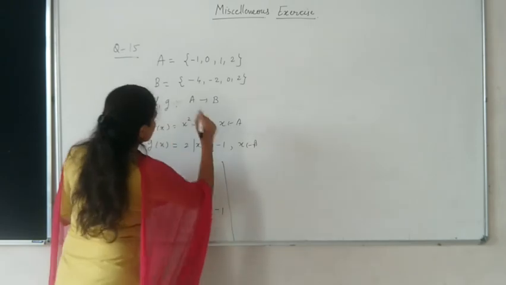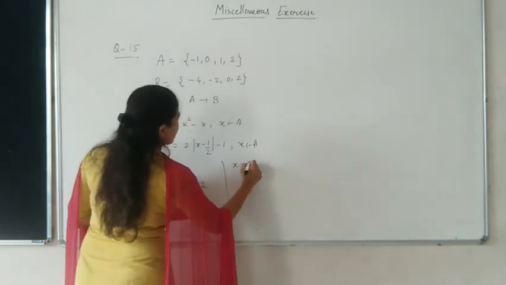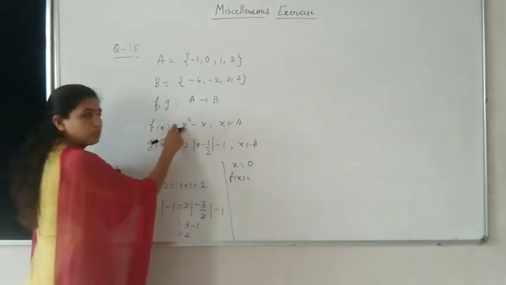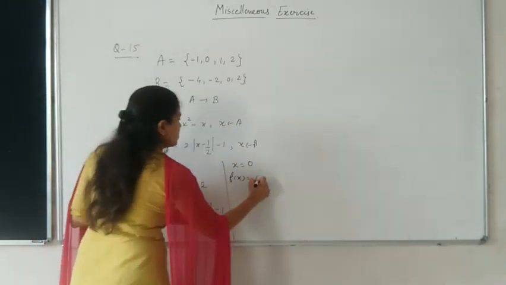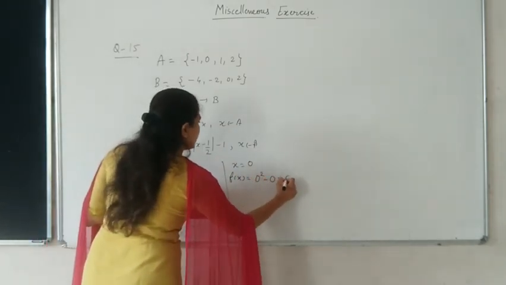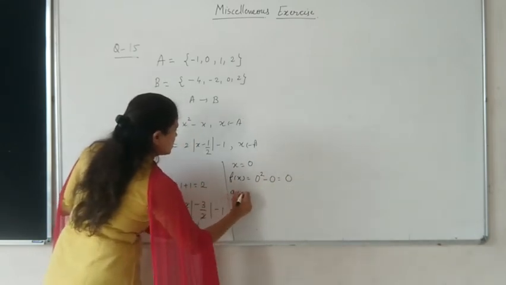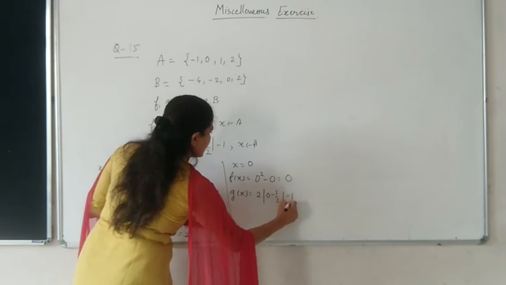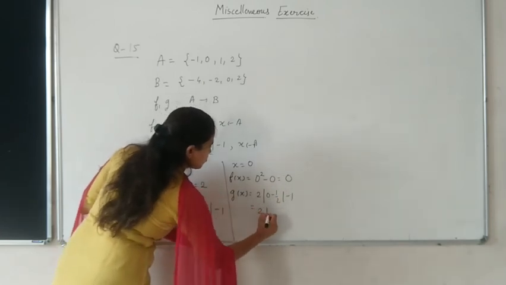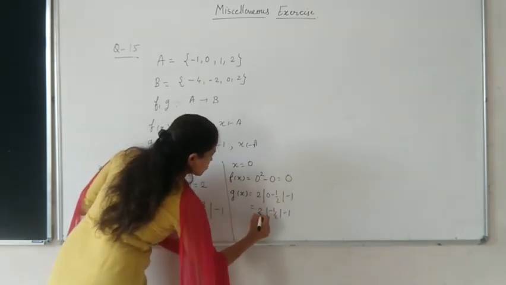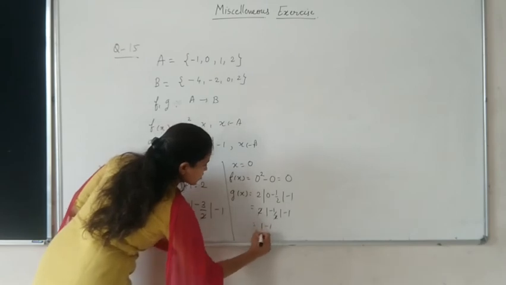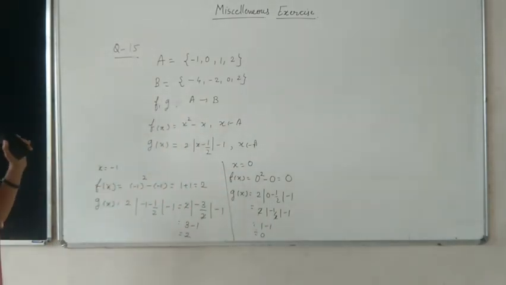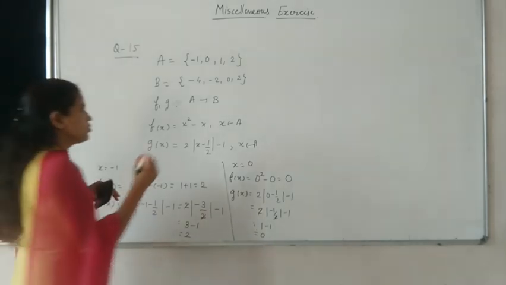Now the next value of x, that is x = 0. Then find f(x). We will do 0² - 0, that is equal to 0. g(x) is 2|0 - 1/2| - 1. So 2 times the modulus of -1/2, minus 1. The 2 cancels, plus 1 minus 1 is 0. So for x equal to 0, f(x) is equal to g(x).